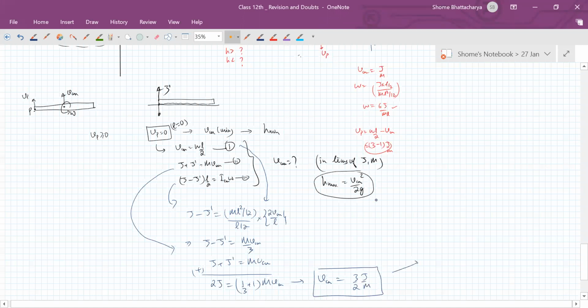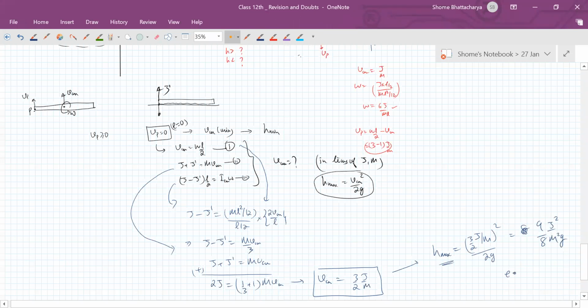Okay. So your H max from this case will be (3/2 · J/m)² by 2g. So 9/8 · J²/(m²g). So this will give you the H max for this case.